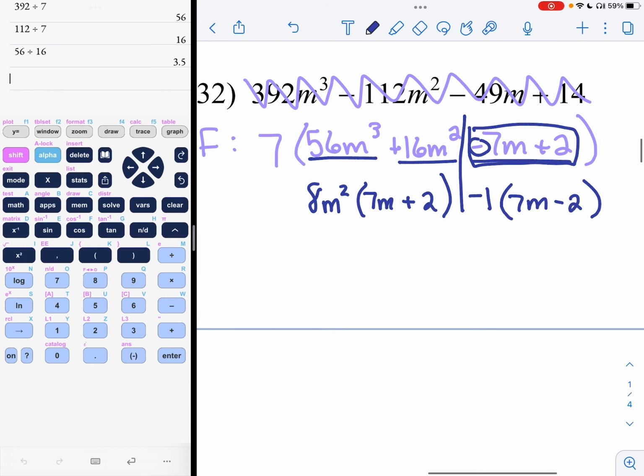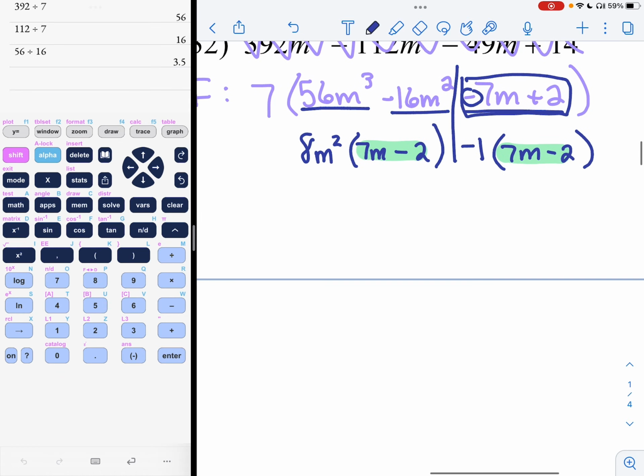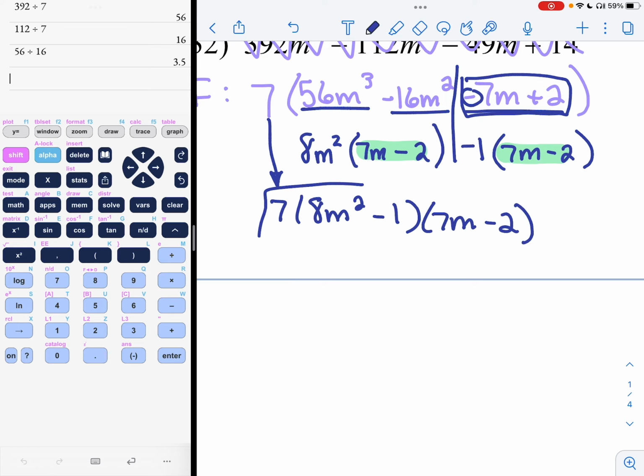Let's see. I did accidentally at the beginning, this should have been a minus 16, I apologize, which would have made this a minus 2, which now I'm okay because these match. That was my fault, I apologize. So my final answer is 8m squared minus 1 and 7m take away 2. Don't forget your GCF 7 from the beginning.